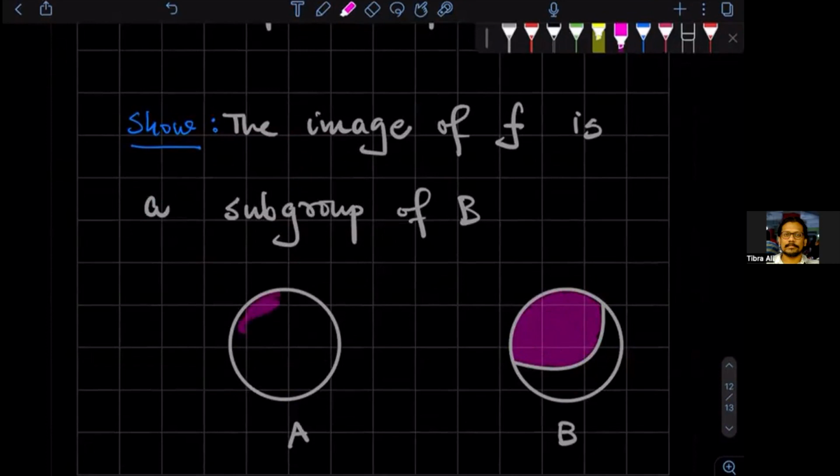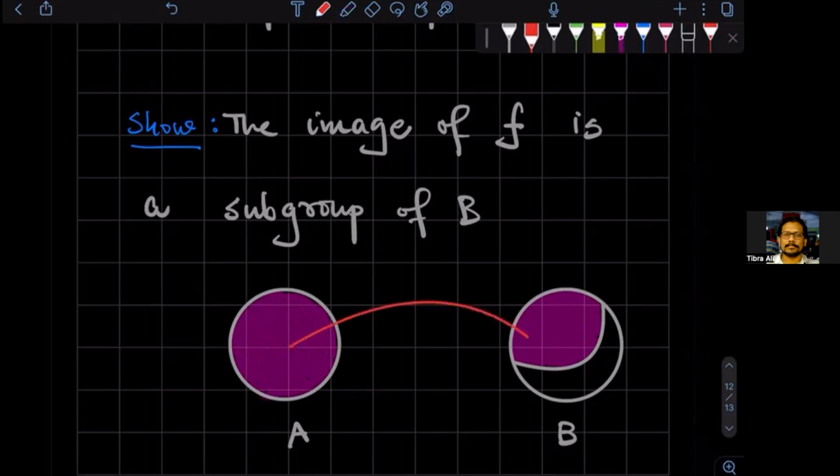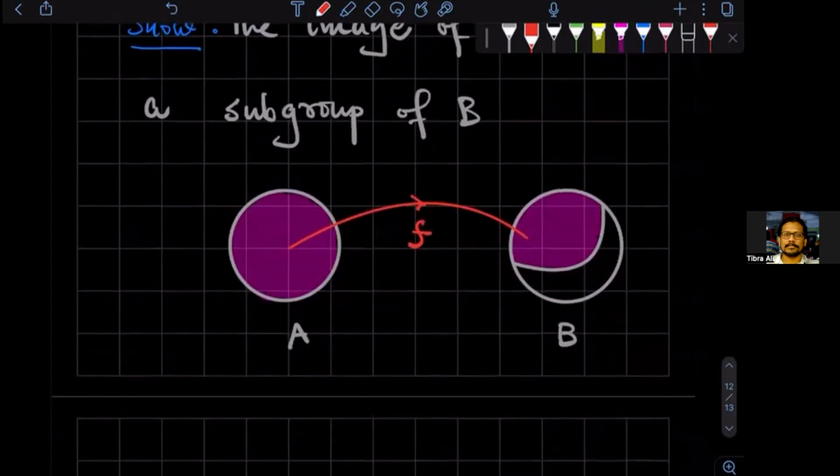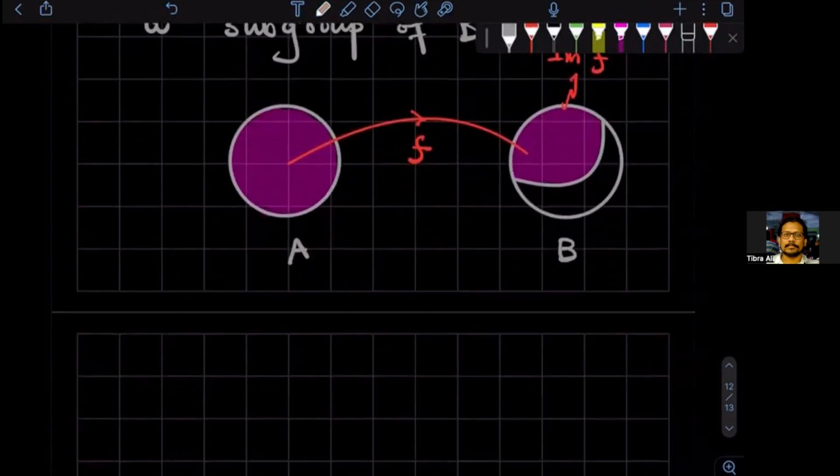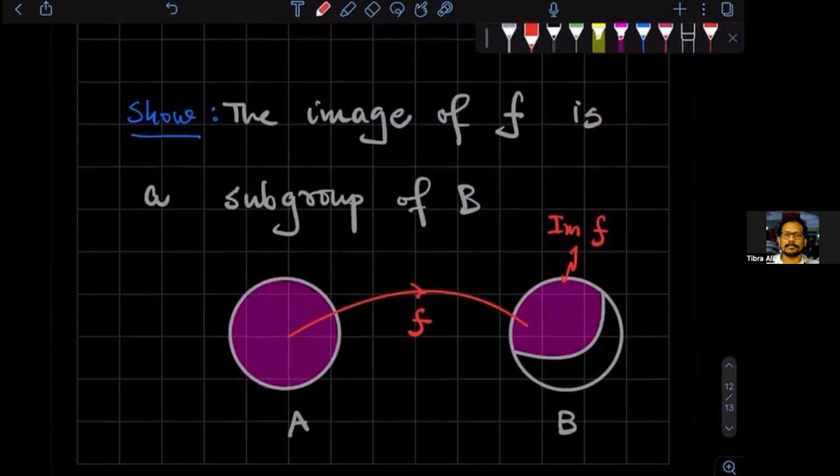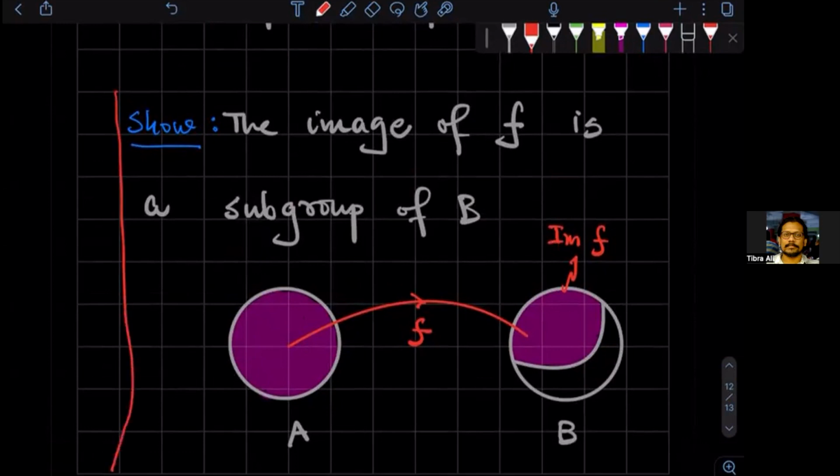So A is all purple, and this all purple maps to the purple subset of B, and this is F. So this purple region is the image of F. Okay, this is called the image of the map F. So you have to show that this image of F is itself a subgroup of B.